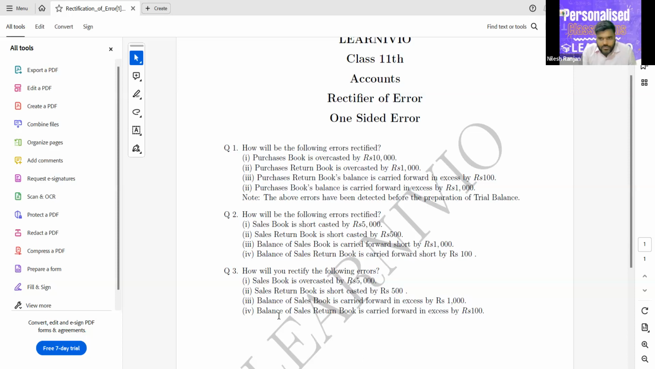Okay, so your answer is completed. Yes, because the excess is carried forward and now it is rectified. So purchase return book, again, it is written on the credit side and balance will be calculated on the debit side. If balance is more than the actual amount, then we have to write the amount in the opposite side. So it will be: carry forward in excess rupees 100 on the debit side of purchase return book. Okay. Is this clear?